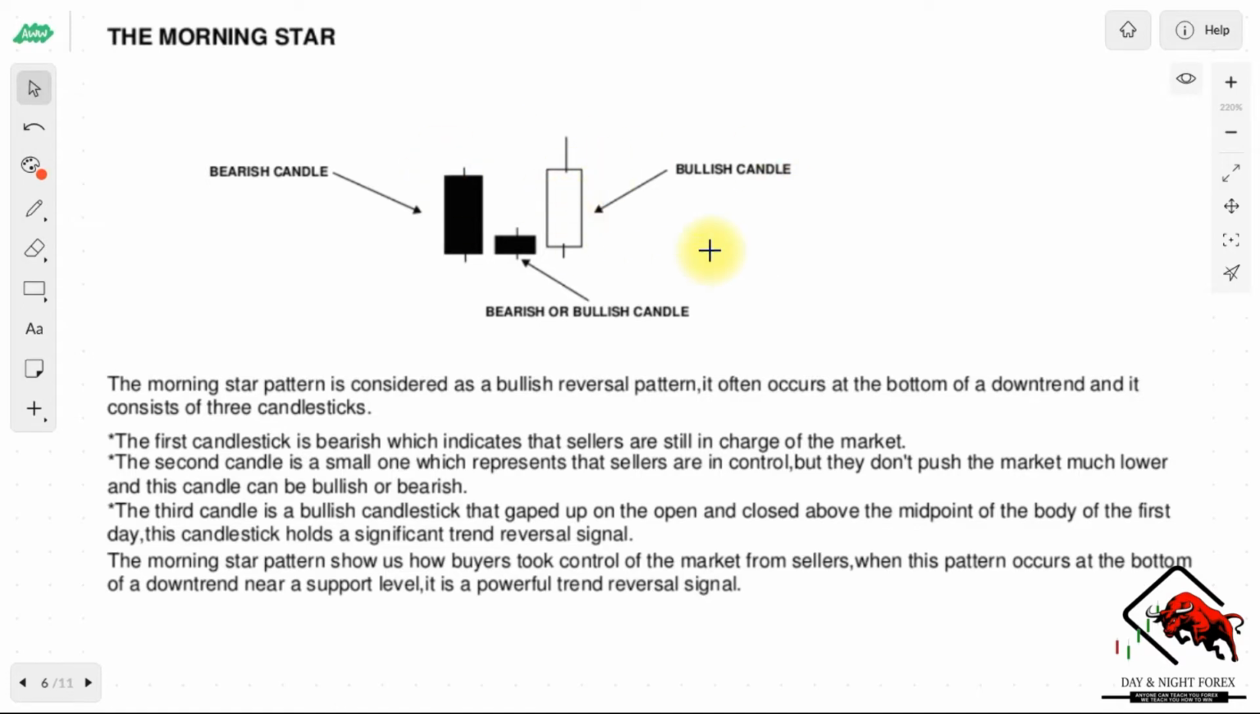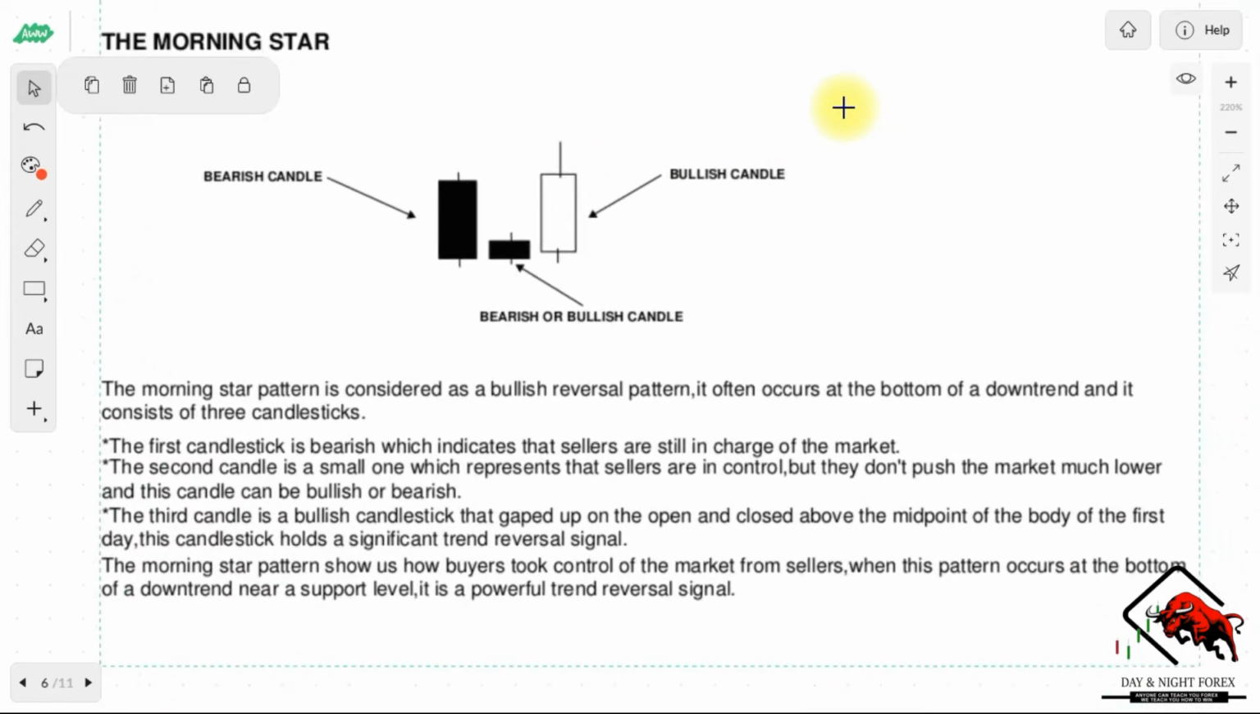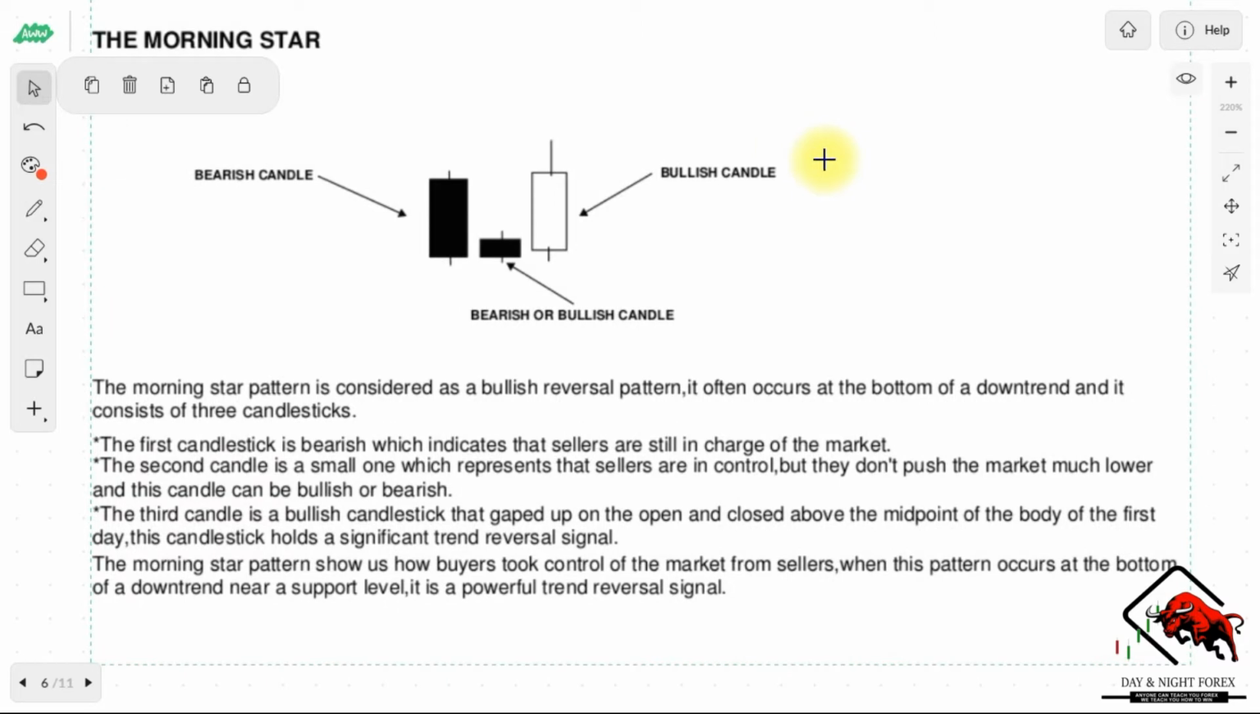This is actually on the daily chart. Let's just say this is on the daily chart. So here we're looking at this as if it's a daily chart, but basically the candlestick holds a significant trend reversal signal if it's actually formed like that. The morning star pattern shows us how buyers took control of the market from sellers.